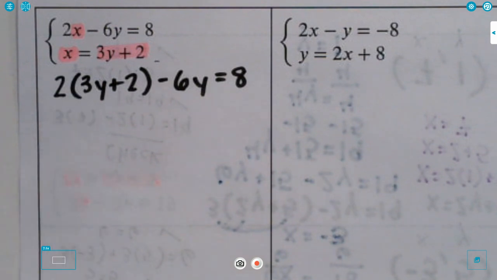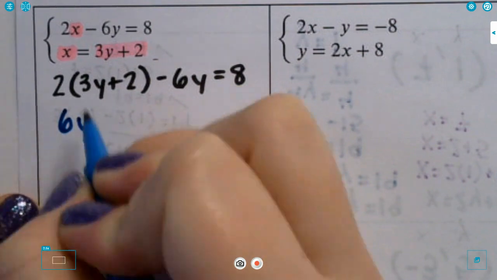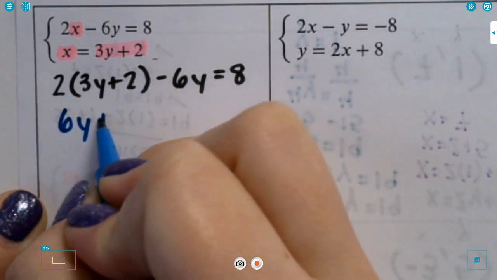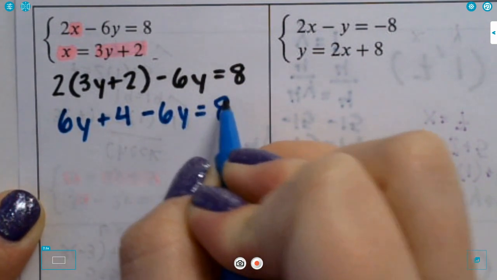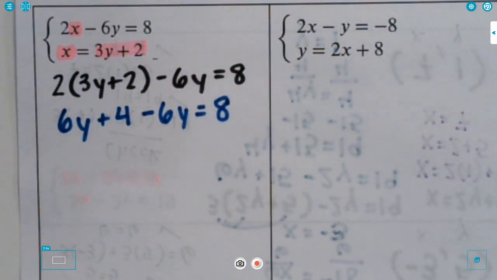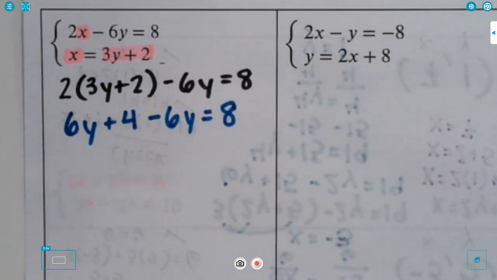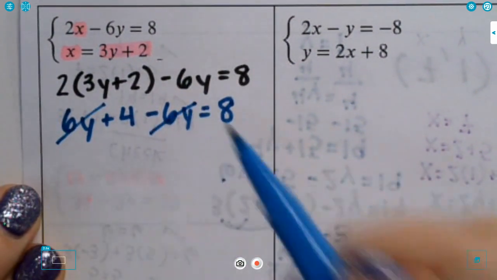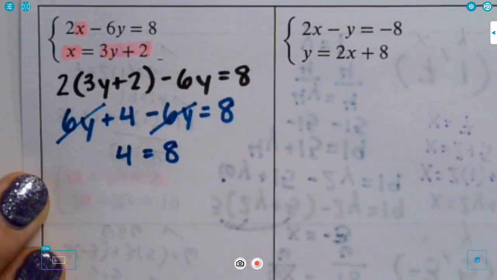So 2 times 3y is 6y. 2 times 2 is 4. And then I still have minus 6y equals 8. Okay, now we combine like terms. What is 6y minus 6y? 0y. So our y's cancel out here, and we are left with 4 equals 8.